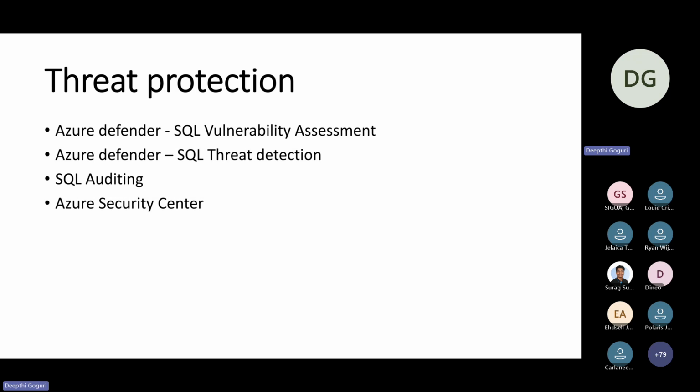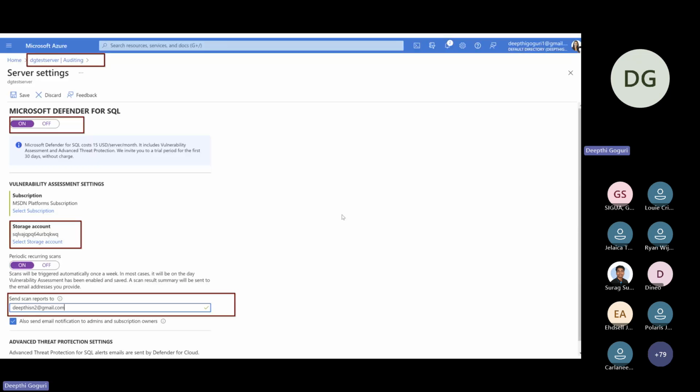SQL threat detection works the same way. Once you enable Azure Defender, it will also monitor for any threats. If somebody is trying to access your data from a different location, you'll get an alert. It will detect those sorts of things, and you can audit your data, just like the auditing you have for on-prem servers. You can also do that here. Azure Security Center is a centralized location where you can see this threat protection and all the data you have gathered. It's a central location.